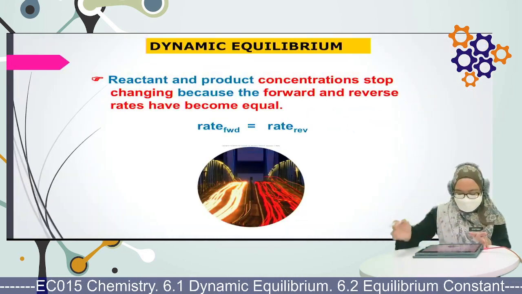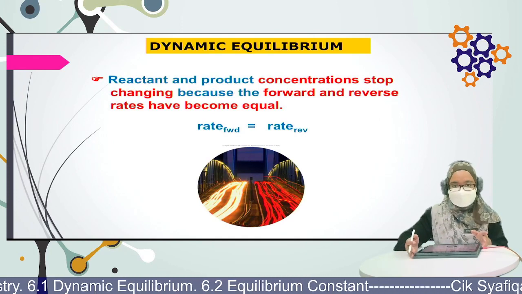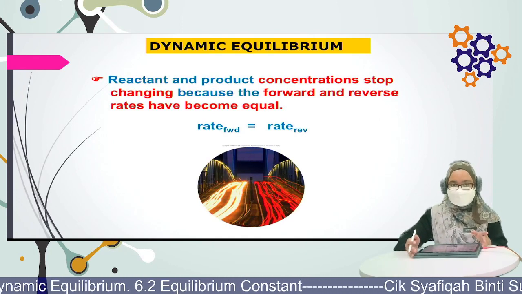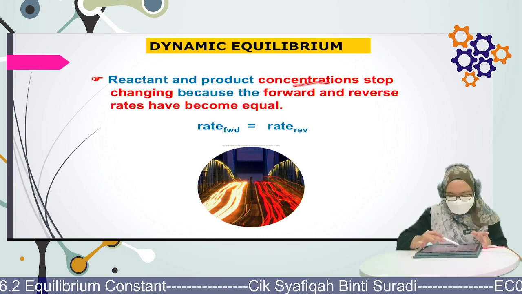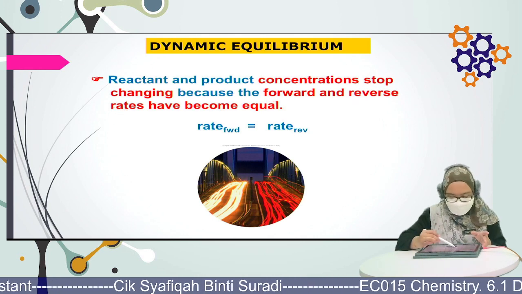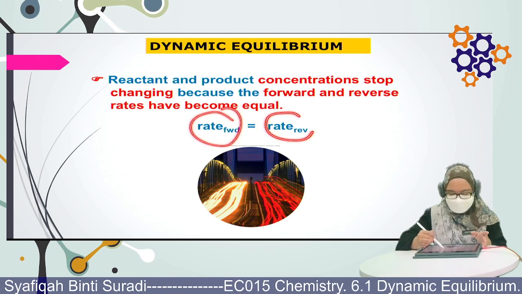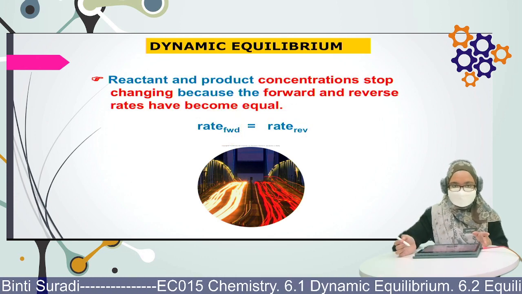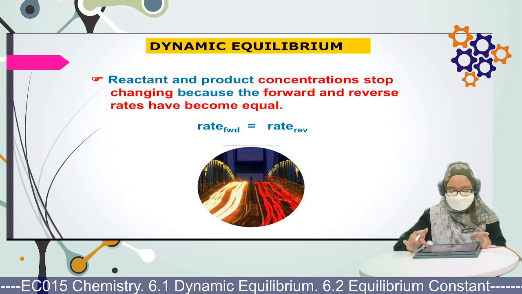So dekat sini nak conclude untuk dynamic equilibrium ni. So maksud dynamic equilibrium ni, reactant and product concentration stop changing because the forward and reverse rates of reaction have become equal. So rate of forward reaction is equal to rate of reverse reaction. So itu untuk dynamic equilibrium.